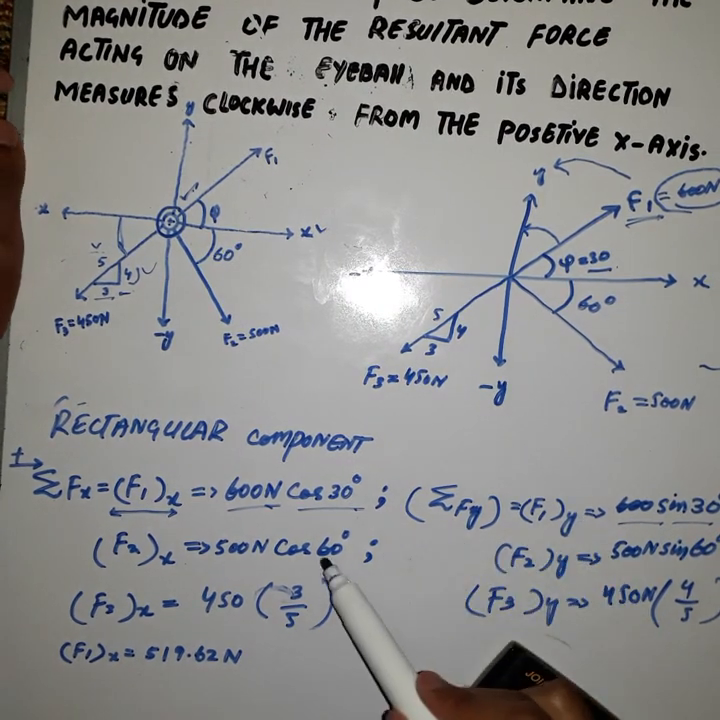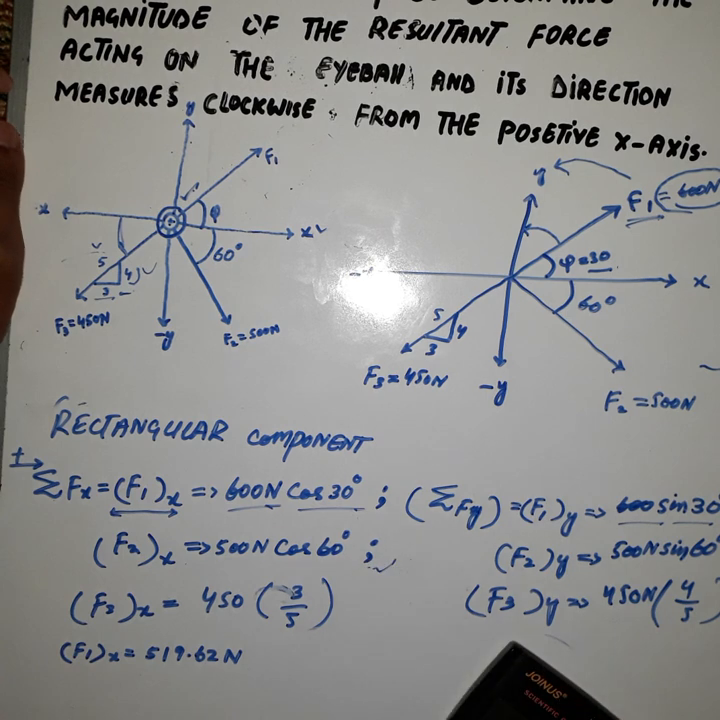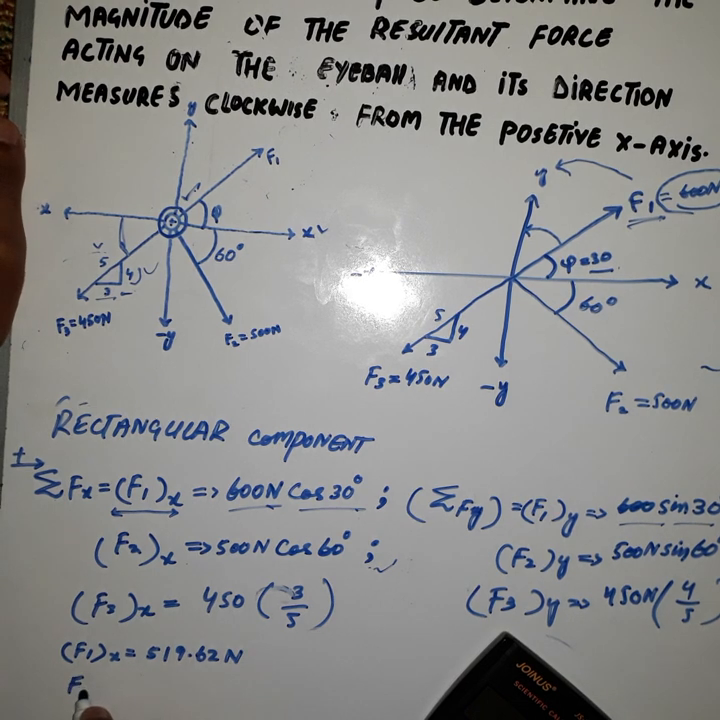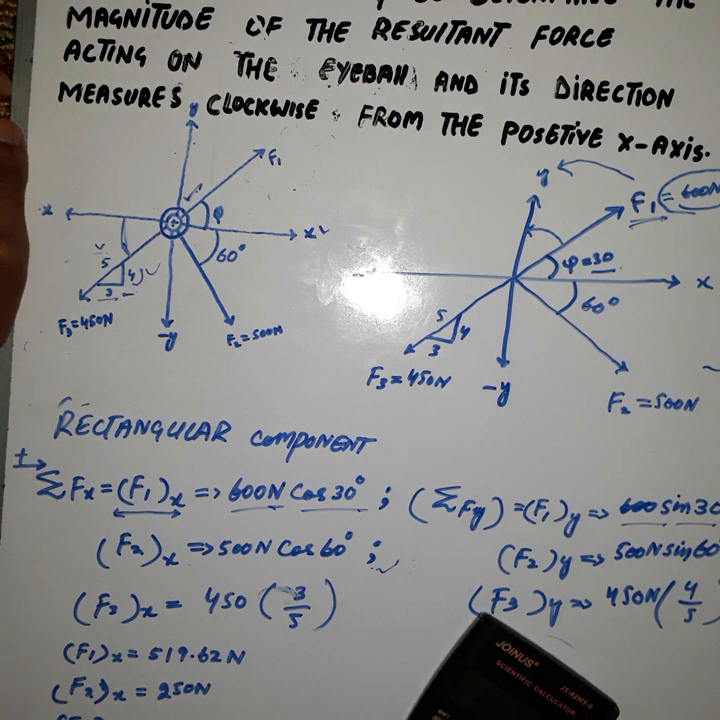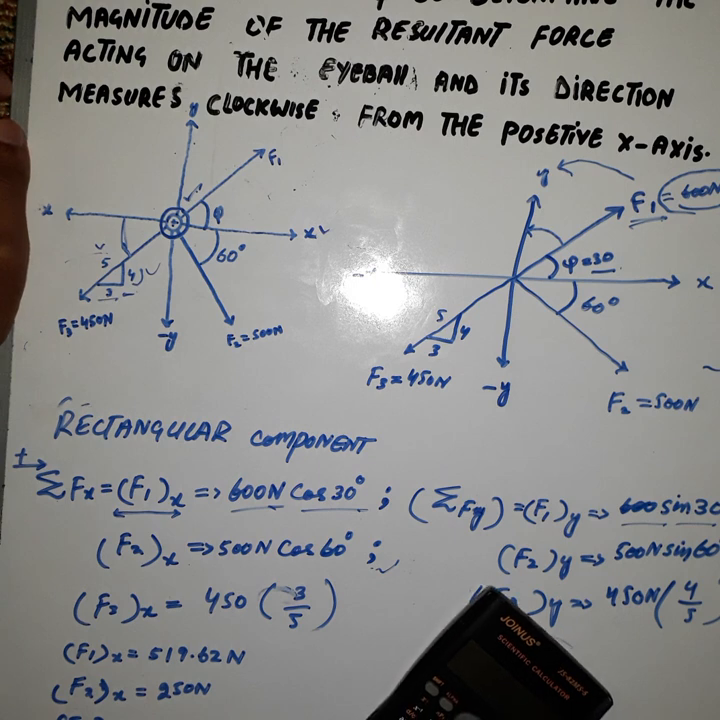Now we will find F2 of x. 500 multiplied by cos 60, which is equal to 250 Newton. So F2 of x is equal to 250 Newton. Now if I find F3 of x using a calculator, 450 multiplied by 3 by 5, which is equal to 270 Newton.